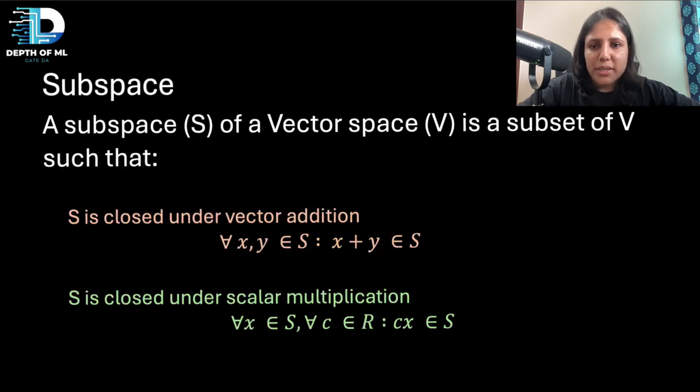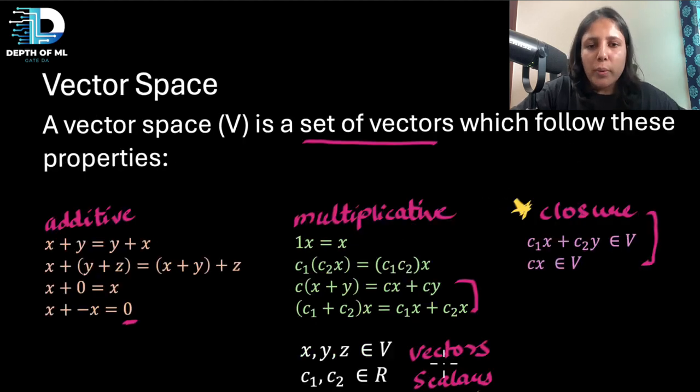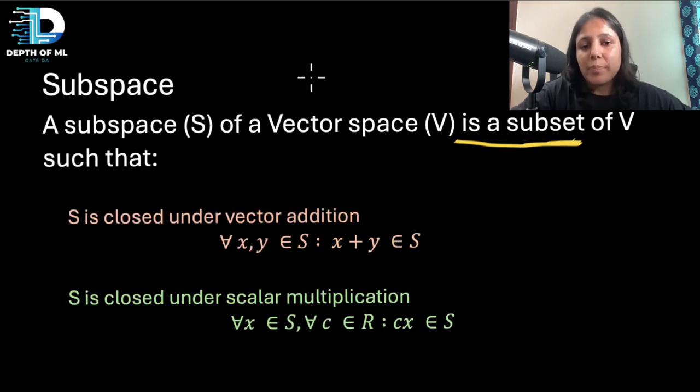Now let's talk about subspace. So what is a subspace? A subspace S of a vector space V is a subset of V. Okay, so first of all, you should pay attention to this word subset. When we talked about vector space, we said that it is a set of vectors. A lot of students don't look at vector spaces as sets, but we should be looking at them from the point of view of sets. A subspace S is nothing but a subset of the vector space, because a vector space is itself a set of vectors. So it's a subset, and it actually follows these two properties.